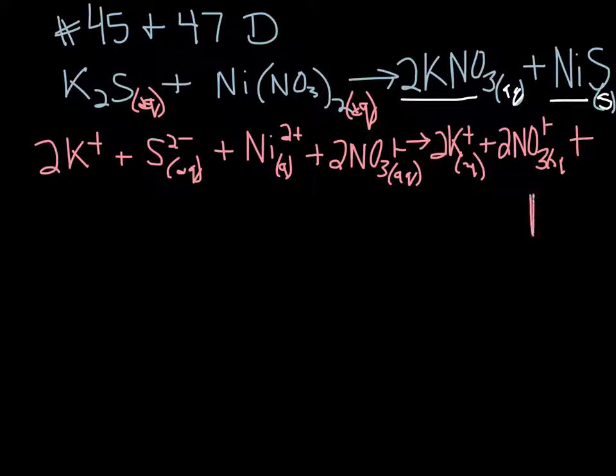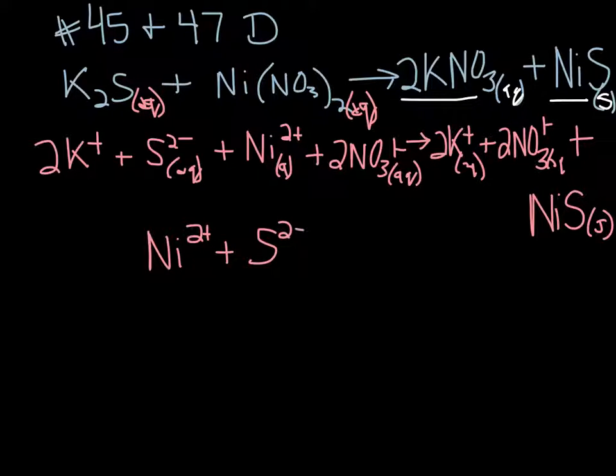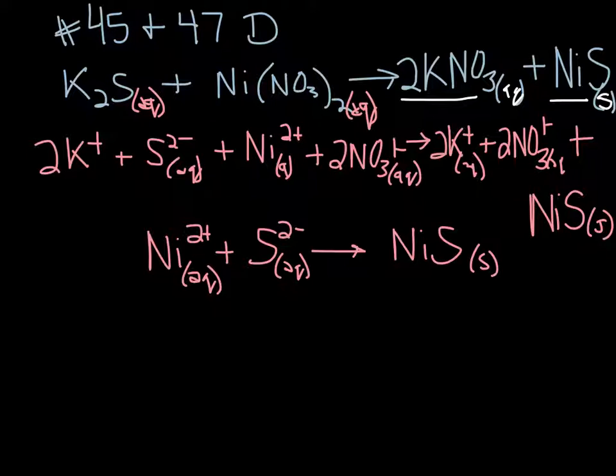And then the NiS does not get broken up into the ions because that is our precipitant. So it stays fully together like that. And then the last thing we're going to do is just write out the ions that make our precipitant. And that's nickel and sulfur. And then they form NiS solid, and these would be AQ. You add in any coefficients, but you don't need any coefficients for this. All right, it's all done.